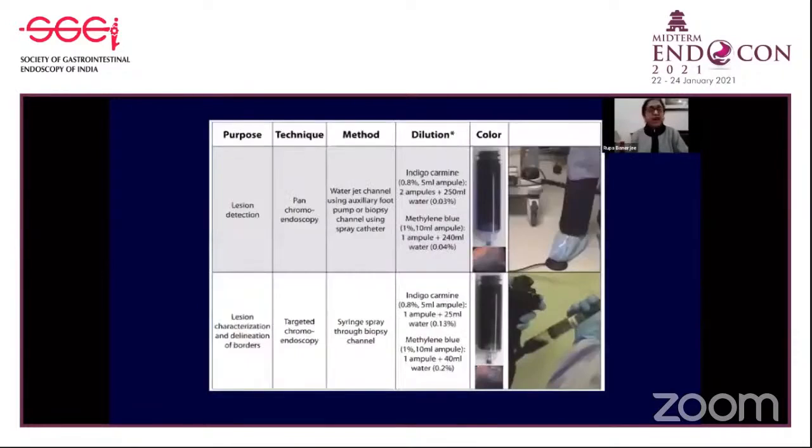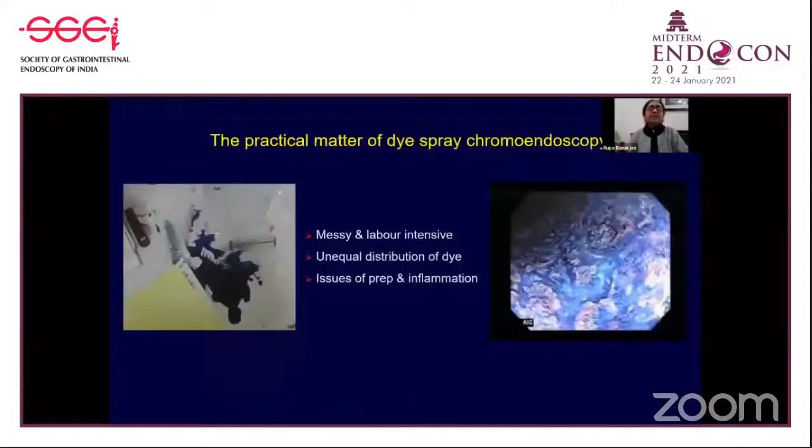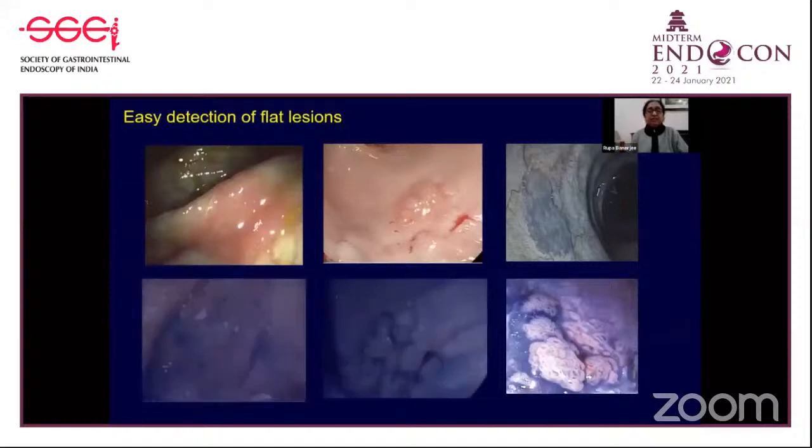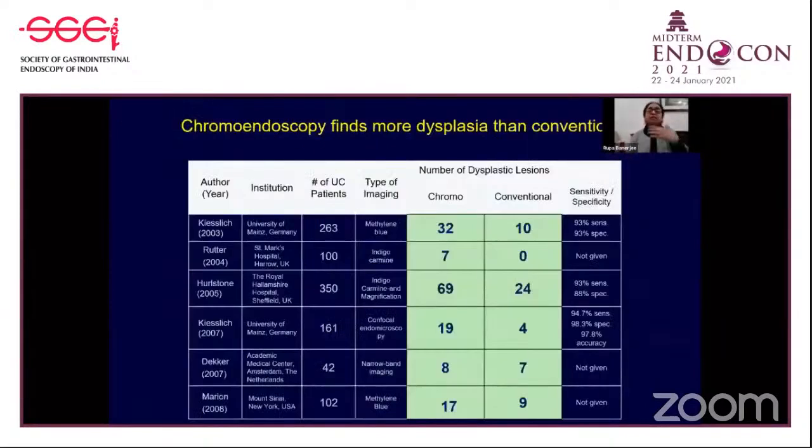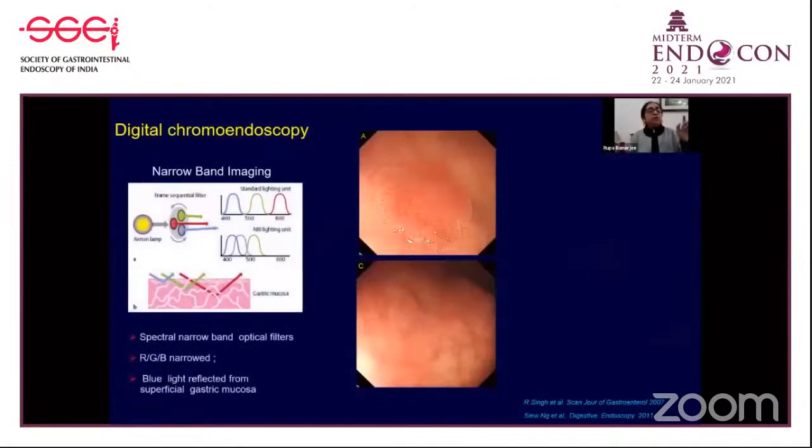So a step forward was chromoendoscopy, using dyes. You can actually characterize the lesion and detect the lesion much better. Indigo carmine and methylene blue are the ones that have been used. So initially a pan-chromoendoscopy with a dilute solution, followed by targeted chromoendoscopy if you identify a lesion, for lesion characterization. As a practical matter, dye spray is messy and labor intensive. There is the question of unequal distribution of dye, as you can see over here, and issues of preparation and inflammation. So easy detection of flat lesions. If you see here, it is possible, but chromoendoscopy yields more dysplasia than conventional.